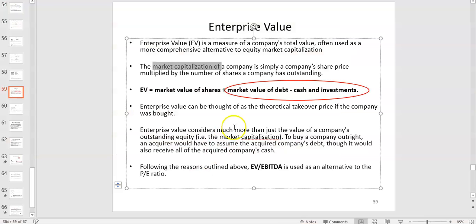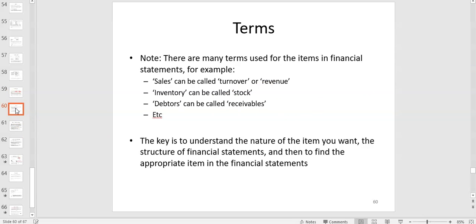If you wanted to buy out the company, you'd have to buy out the debt, and then any cash that's in the business you get. So that's why we take off that. So it's often called the market value of equity plus net debt. Net debt being debt less any cash in the business. Because if you take over the business, you own that cash. So just bear in mind, they can be interchangeable.